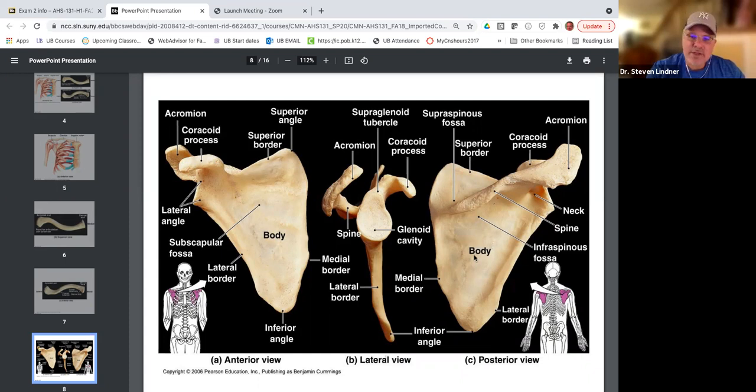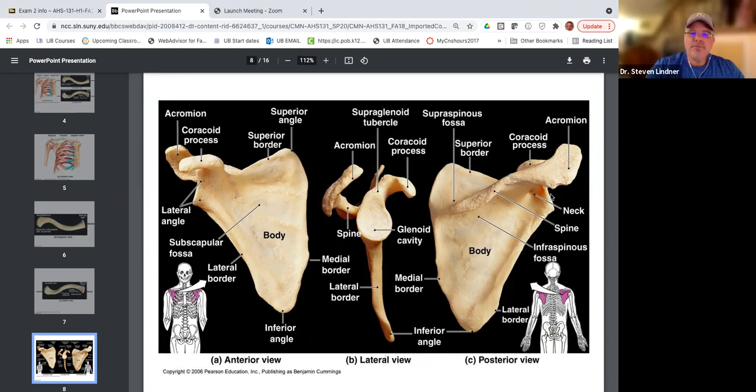The second question you ask yourself is, where is the glenoid cavity, or the glenoid fossa? When you look at it from the lateral view, it's right here. This glenoid cavity or glenoid fossa is the smooth depression with which the head of the humerus will articulate. That's over here. From the anterior view, it's here. And on the posterior view, it's here.